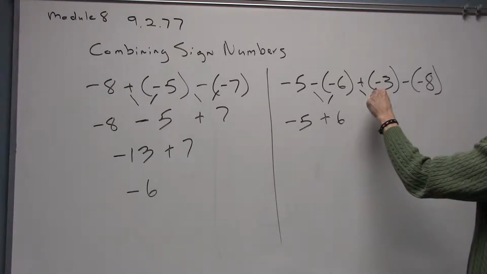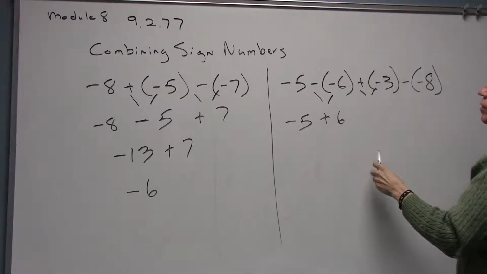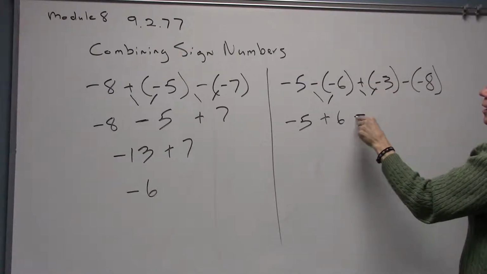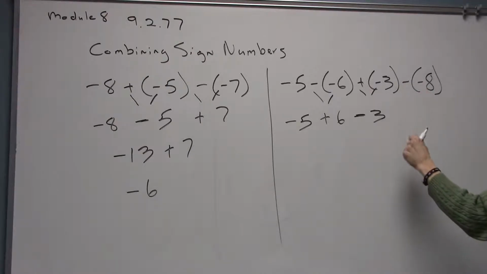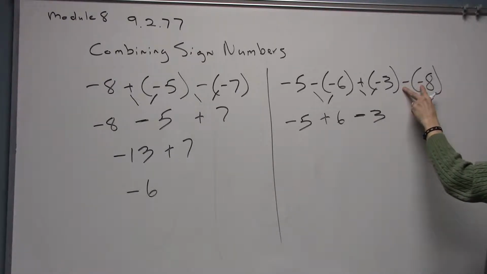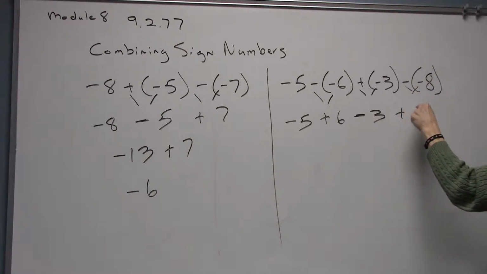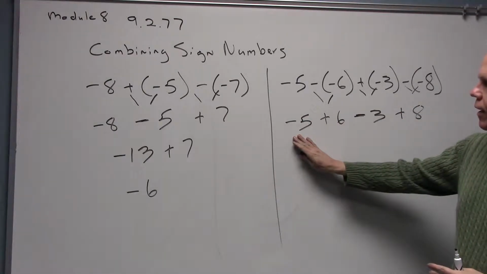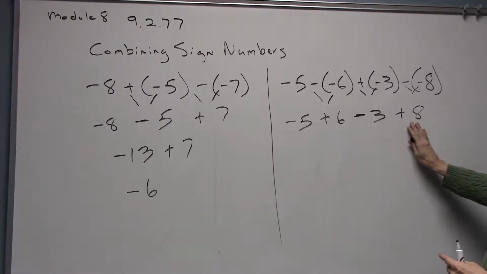And now this plus minus right here. This is a double sign with a parenthesis behind it. This right here, because they're opposite signs, actually becomes a negative. We got a negative 3. And now again here, we've got another parenthesis with a double sign. Minus minus becomes plus, bring down the 8. Okay, so now we've got this string of numbers. We've got a negative 5 and a positive 6 and a negative 3 and a positive 8.